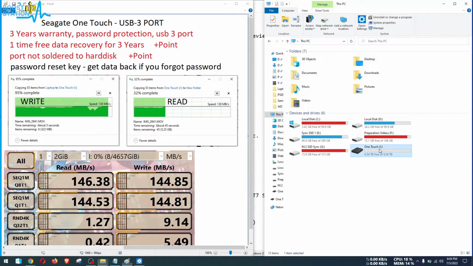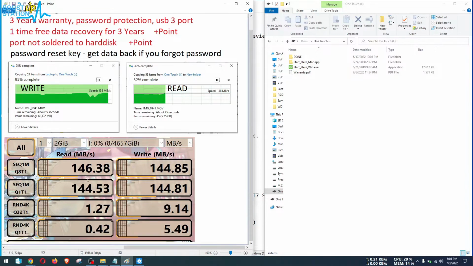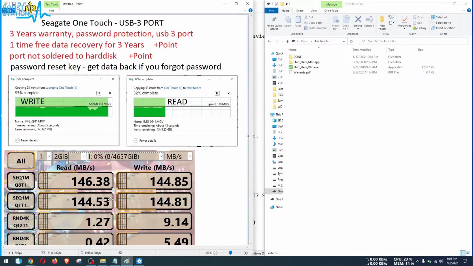So I have just connected the Seagate One Touch hard disk and did some tests on it, and here are the speed tests for you. With the write speed, it is going to come above 138. Here you can see in the CrystalDiskMark software, we are getting the write speed as 144 MB per second, and in the read speed we are getting 146, and in real life scenarios we are getting 138, 140, like that.